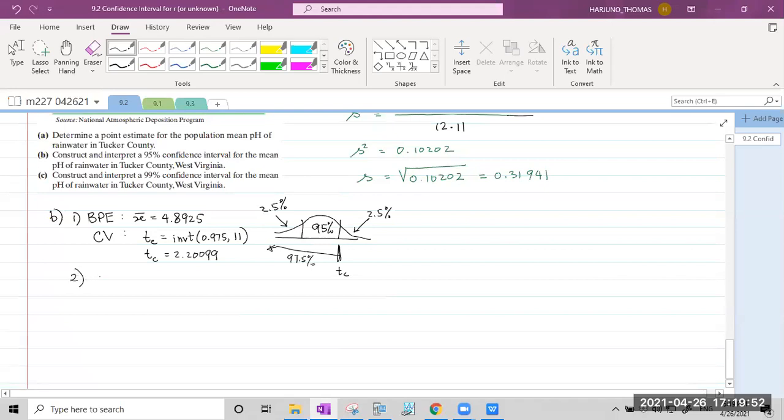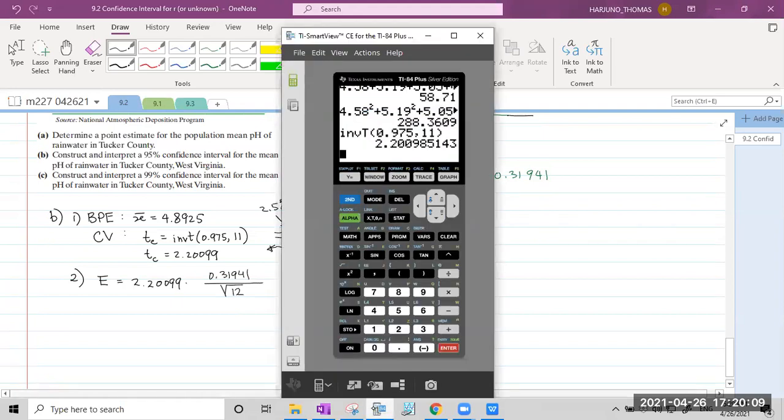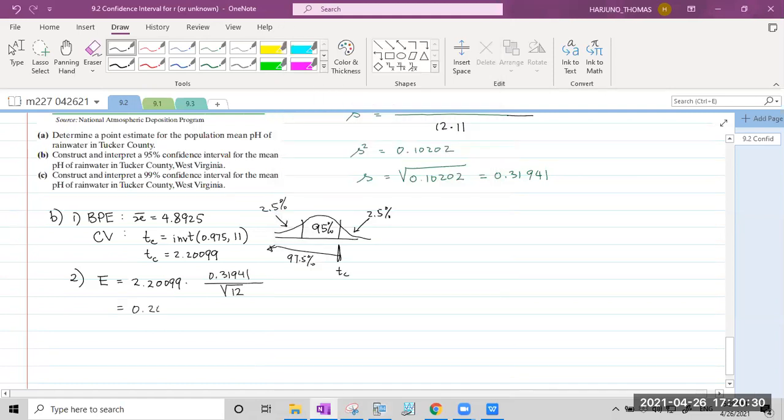Step 2, what is the margin of error? The margin of error will be critical value times the sample standard deviation, 0.31941 over square root of 12. Okay, times 0.31941 divided by square root of 12. That's 0.20294.